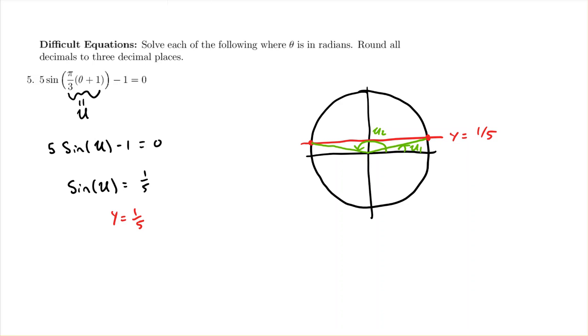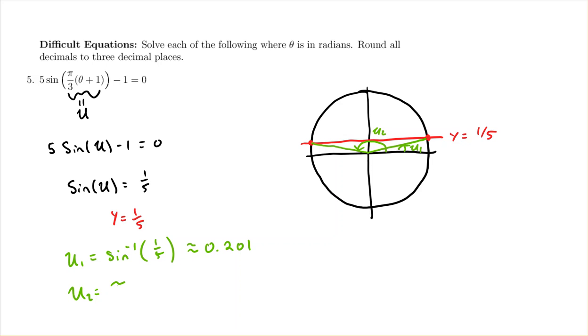When you restricted sine to be able to create its inverse function, the principal domain we restricted to was negative pi over 2 to pi over 2. So that means when I plug into my calculator sine inverse of 1/5, I'm going to get the angle that'll put me at that u1 value, because that's between negative pi over 2 and pi over 2. And that's going to give me approximately 0.201.